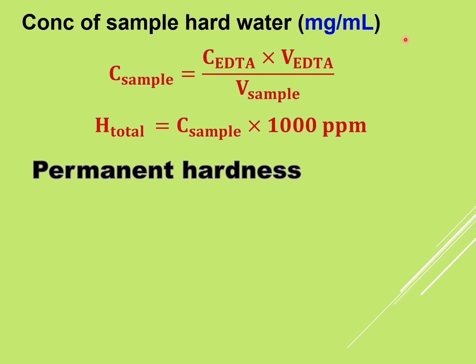We know that temporary hardness can be removed by boiling. Suppose you boil this solution, all the temporary hardness causing substances will precipitate out. You filter it and remove it away. What is remaining? The permanent hardness causing substances are remaining. Okay, so we have to find out this parameter C boiled.